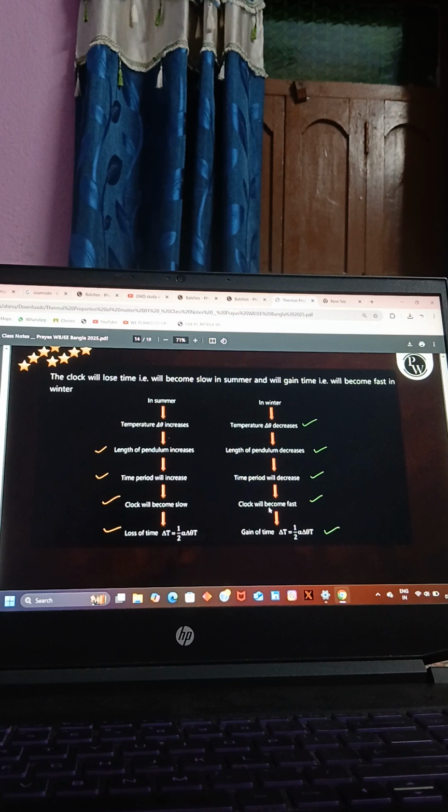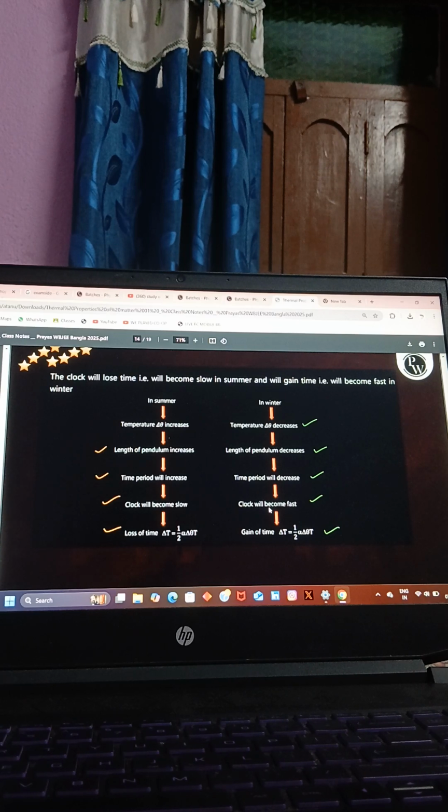Gain in time, because the length of the pendulum decreases, so it directly impacts the time period of the original pendulum. And if we calculate that, in winter the clock becomes faster than the normal pendulum, because the overall time period is less than the original time period.